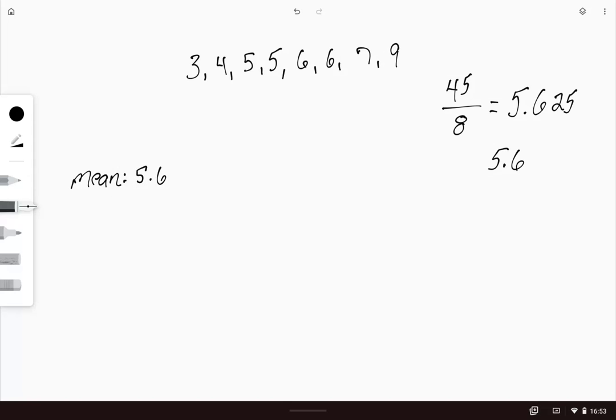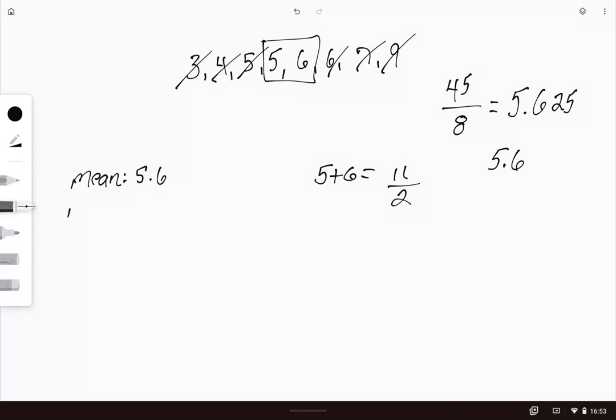Now, the median is the number in the middle. If you remember how to find the median, we just begin crossing off numbers. And since I have an even number set, I'm going to take those two numbers that are in the middle, which are 5 and 6, and add 5 plus 6, which equals 11. I'm going to divide that by 2, and that means my median, or my middle number, is going to be 5.5, because 11 divided by 2 equals 5.5.